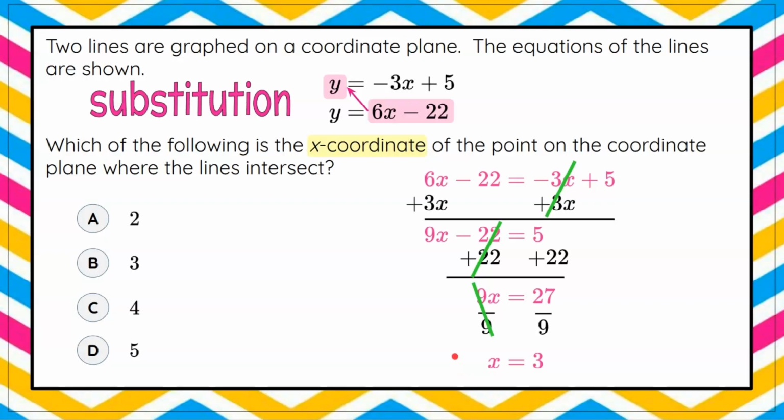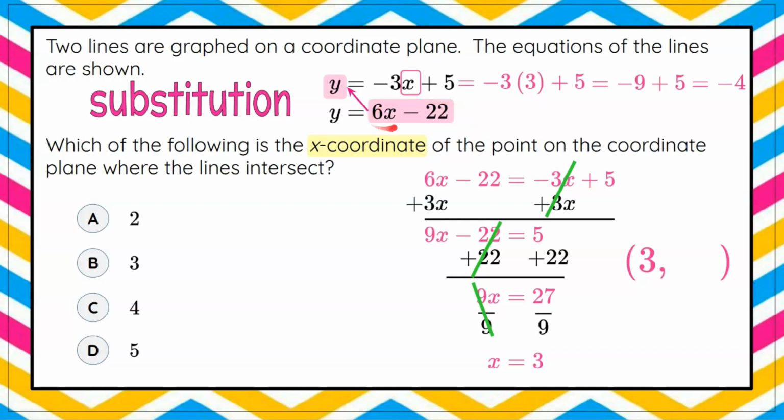I want to check my work. So I'm going to take this value 3 and put it in up here for x, because we've just solved for x. So negative 3 times 3 plus 5 will give me my y value. Negative 3 times 3 is negative 9. Add the 5 is negative 4. Now, if I've done my work right, we're going to get the same answer here.